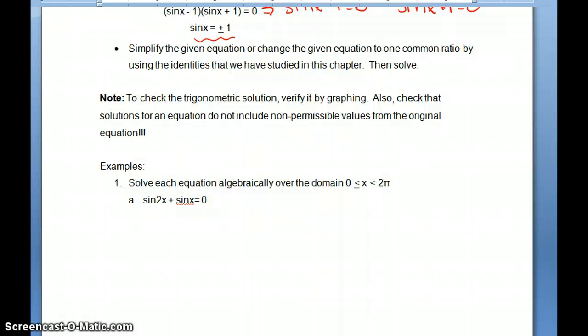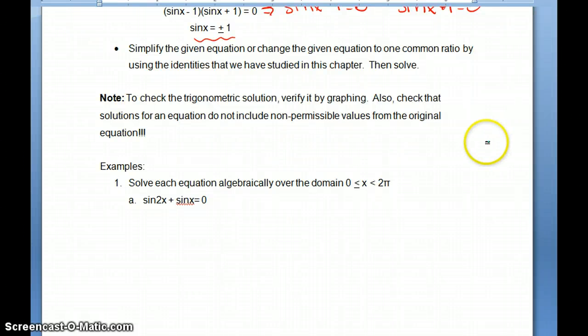So from there, as a quick note, to check the trigonometric solution, we need to verify it by graphing. Make sure that the graphs look the same, but there might be some cases where verifying by graphing might not work out, but in almost all cases it should work out by graphing it using your calculators. And we also need to check that the solutions for equations do not include the non-permissible values from the original equation. So if you're manipulating it, make sure you state those restricted values, and that they're not included in your end solution when you get through it all.